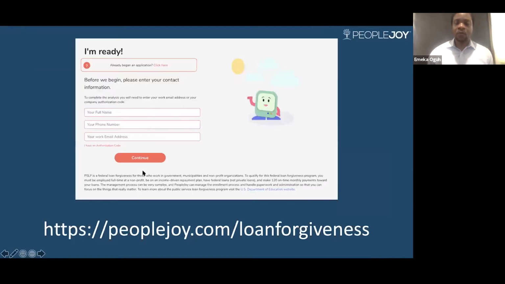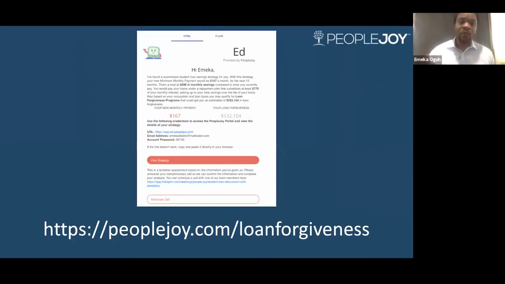And what we'll ask you is to upload the My Student Data file that you just downloaded, as well as some information. And then we'll actually be able to let you know if you're eligible for loan forgiveness, if you're eligible for lower monthly payments. We'll do an analysis for you to let you know what you're eligible for.